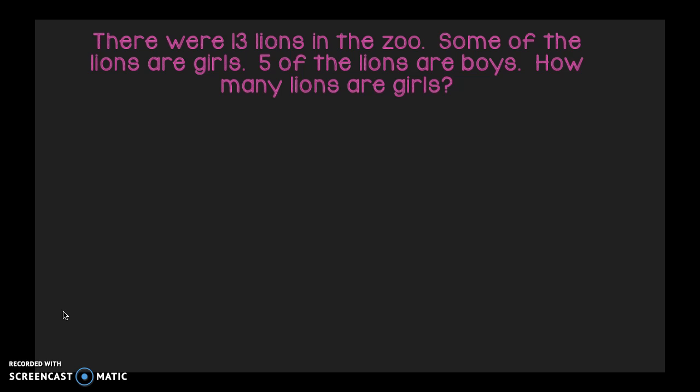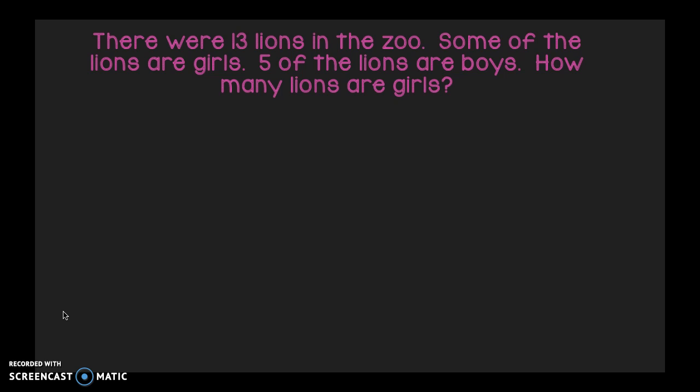Here we go. There were 13 lions in the zoo. Some of the lions are girls. 5 of the lions are boys. How many lions are girls? Okay, go ahead and press pause and do your good work to find out how many lions are girls. Did you do your good work? Did you figure out how many girl lions there are?